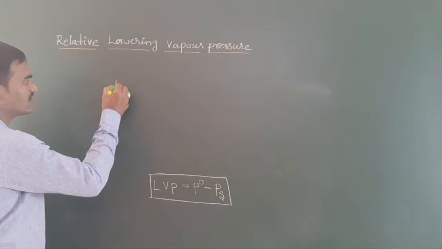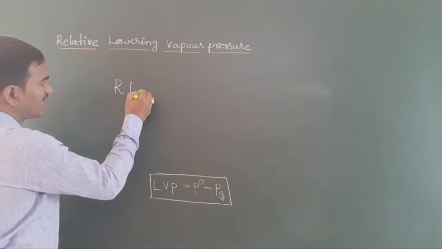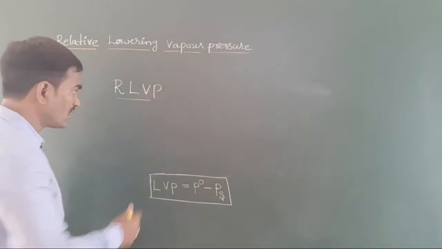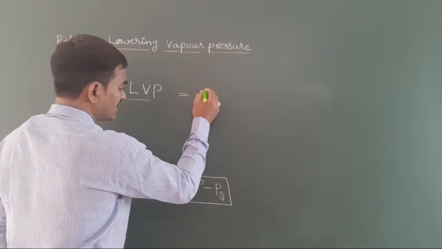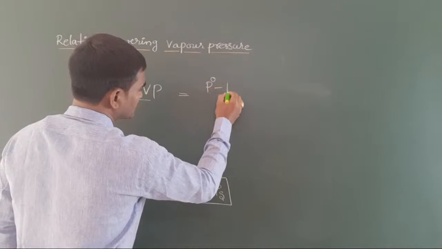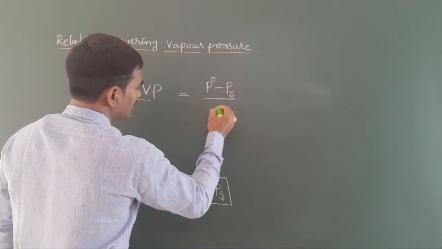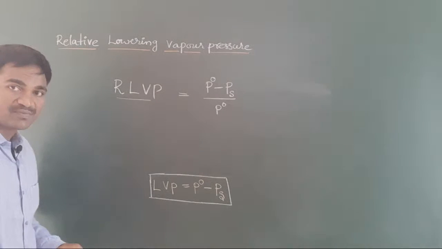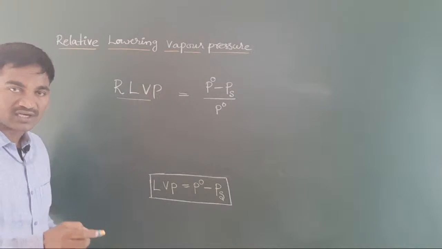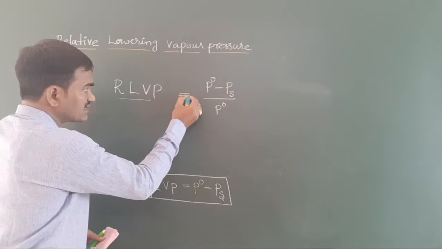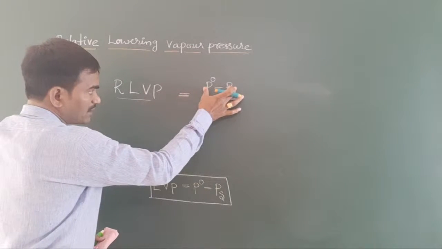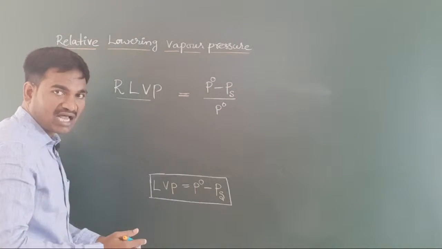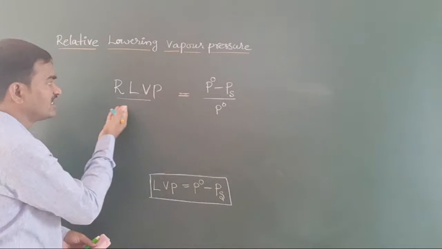Simple. You need not take anything else. RLVP, relative lowering vapor pressure. How can we take it here? Lowering vapor pressure, P naught minus PS, by P naught. This is called relative lowering vapor pressure. Which means, everyone should focus here. This is lowering vapor pressure. The ratio between lowering vapor pressure and the vapor pressure of pure solvent is considered as relative lowering vapor pressure.